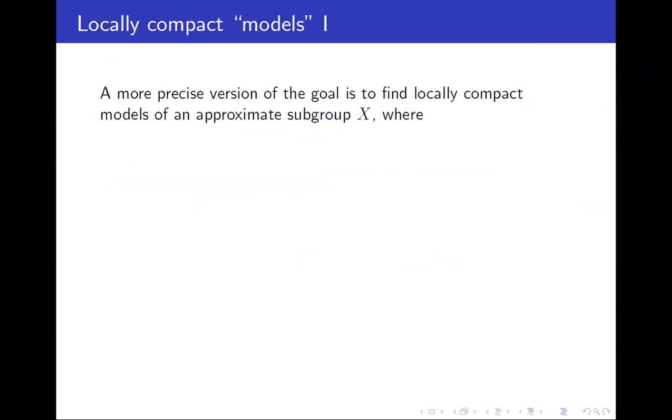So a more precise version of the goal is to find locally compact models of an approximate subgroup. What's a locally compact model? The word model here has got no connection with model theory. I think it's Tao's expression, Lie model, for finite approximate subgroups. Tao calls it Lie model. So it's nothing to do with it. It's a model in some sense, but it was motivated by the Freiman model. It comes from the Freiman-Ruzsa model. Anyways, no connection to model theory, but it's called a locally compact model.